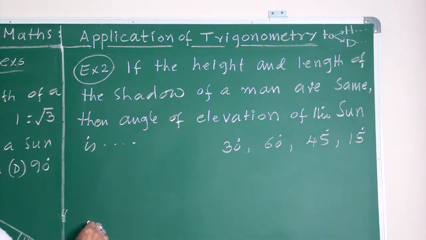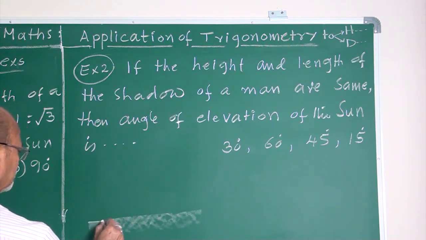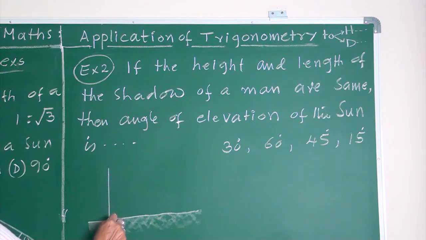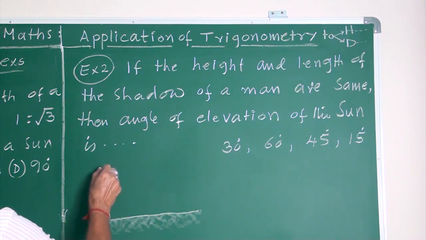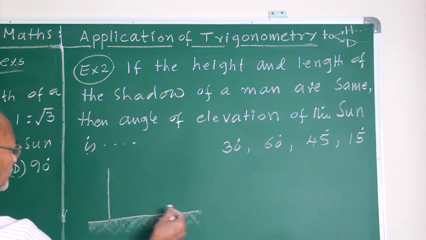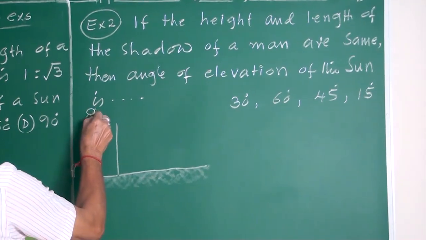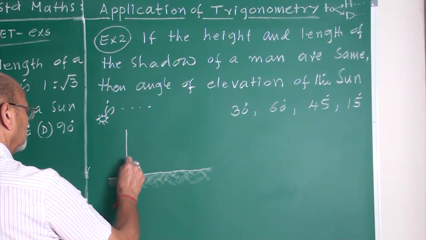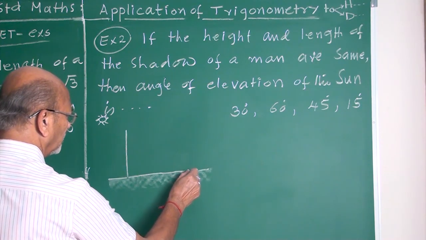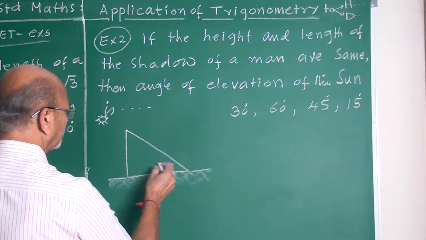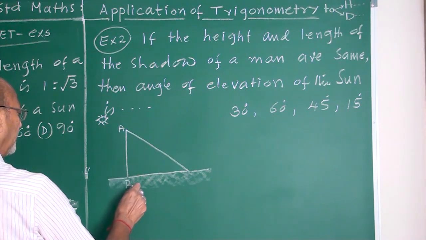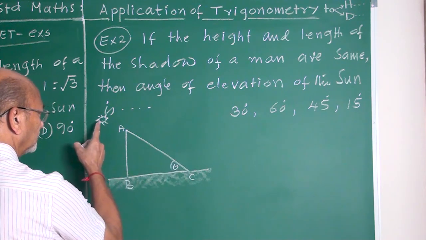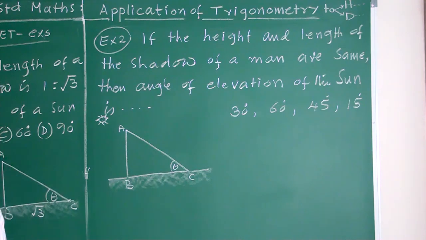See. Now in this case, AB is the person. Sun is always here, then only you get the shadow, my friends. This is the shadow. They are equal. This length and shadow, they are equal. AB is the height of the person and BC is the shadow. This is the angle of elevation. Sun is here with his shadow. This is the angle made, angle of elevation.